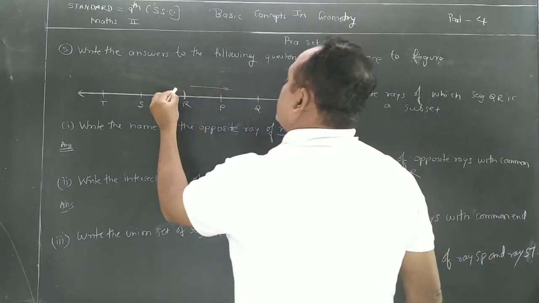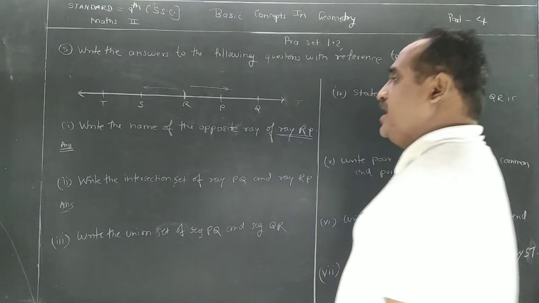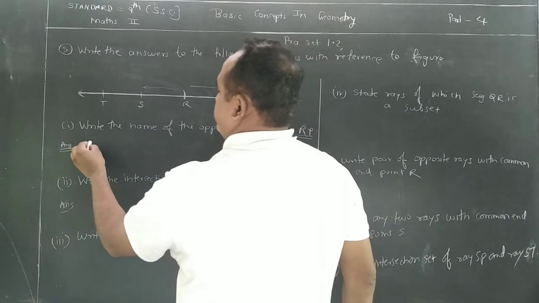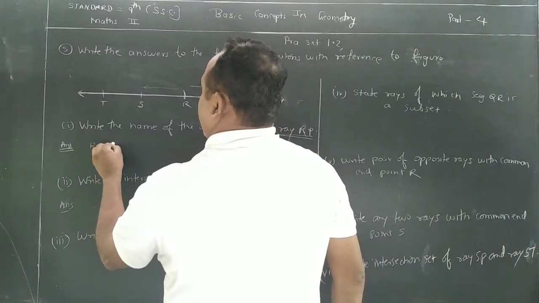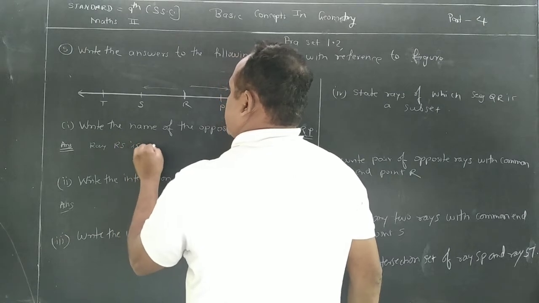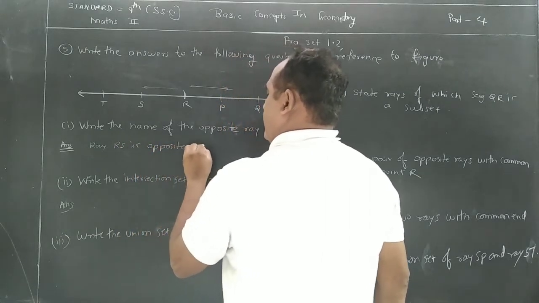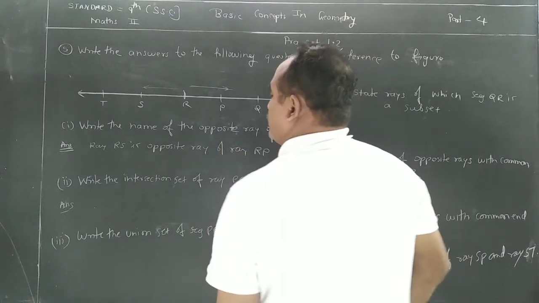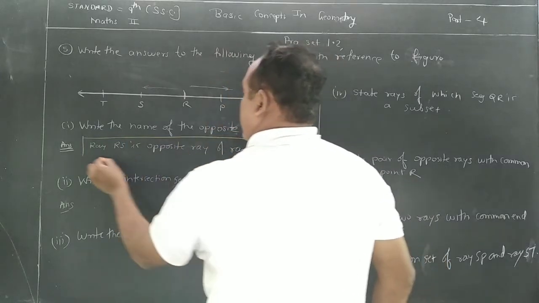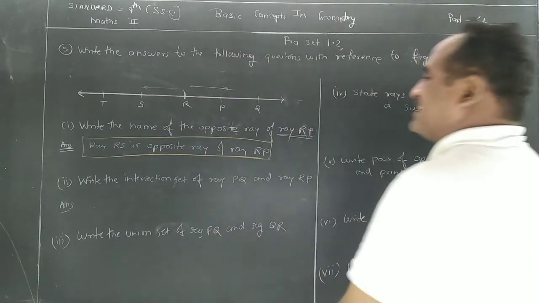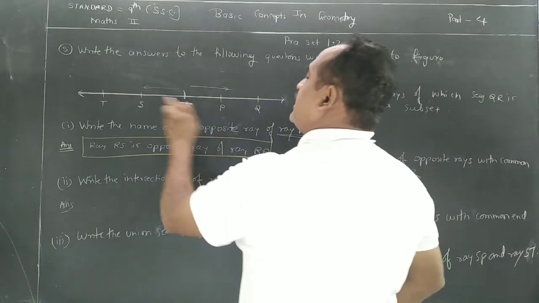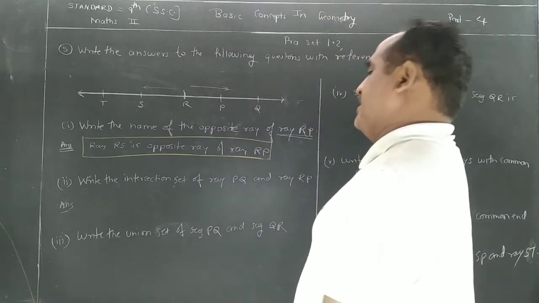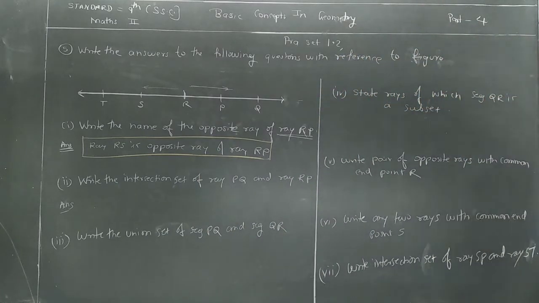If RP has gone in this direction, that opposite ray should go in that direction. So we will do the opposite ray. So you can write RS or RT. So what can I write then? Ray RS is the opposite ray of ray RP, and that you put in the box. Have you understood this? Which will be the opposite of RP? RS or RT also you can write, but I have written RS, you can write RT also. Have you understood this now?